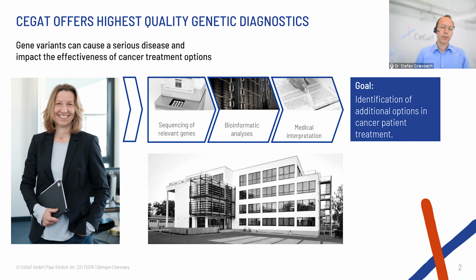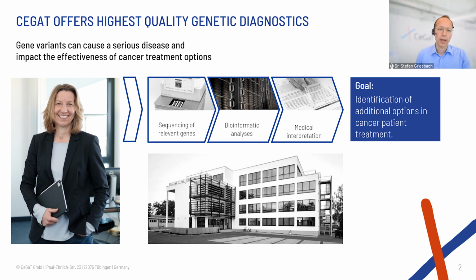Generally, I would love to start off by giving you a very short overview of who we are and where we're coming from. CGAT focuses on genetic diagnostics from the very start. Generally speaking, we have two different kinds of setups. On the one hand, germline diagnostics, where a gene variant can cause a serious disease in the particular patient. And on the other hand, which is our focus today, we look for somatic variants that determine the effectiveness of a cancer treatment for the particular patient. We can identify additional treatment options for this cancer patient.